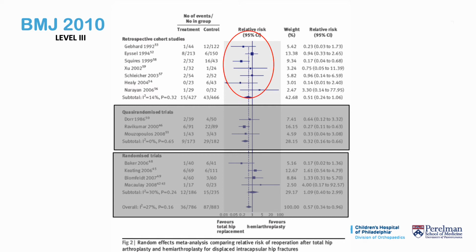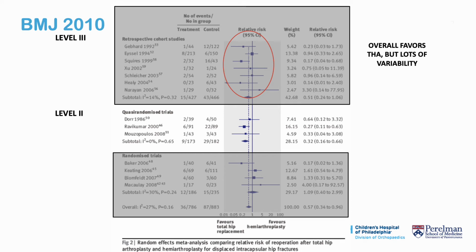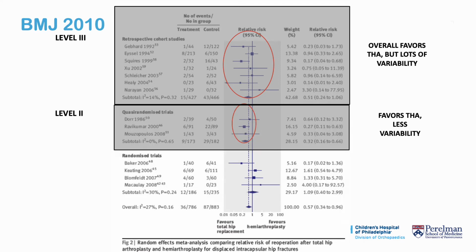as such, it favors hip arthroplasty. But there is a lot of variability. For level 2 studies, or poor quality randomized controlled trials, there's less variability, but it still favors total hip. For level 1 studies, there is very clearly no difference.